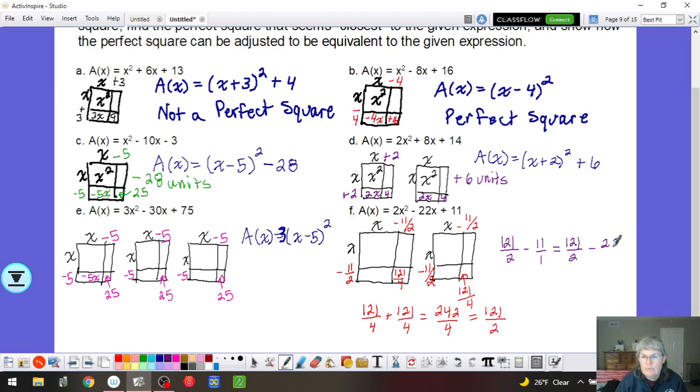So 11 times 2 is 22. 1 times 2 is 2. And then when I subtract, I'm going to end up with 99 over 2. That's positive. So I still have more than what I need. So I'm going to end up subtracting 99 over 2 from my two perfect squares. And the final equation is going to be a of x equals 2 times x minus 11 over 2 squared minus 99 over 2.